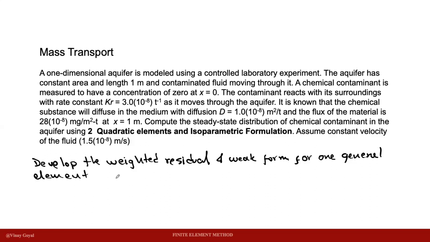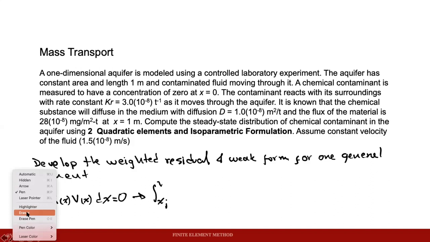So for the element from xi to xj, we take the residual Rx, which is orthogonal with the weighted function, dx, and we want to minimize that product. All right, so it should be equal to zero. All right, so it means that what we have is this, where the lower limit is i.